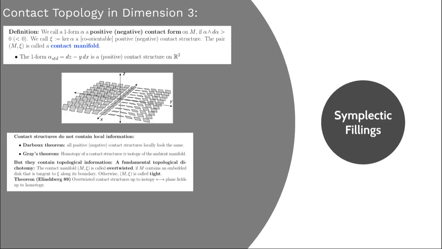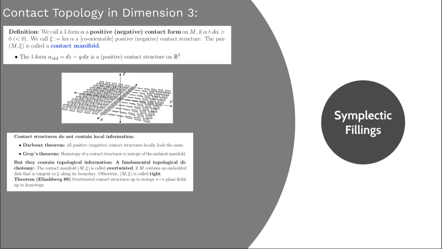Alpha standard defined on R^3 is equal to dz minus y dx. You can easily confirm this is a contact form, and in the picture you see an image of what the kernel of such a one-form looks like. It turns out that contact structures don't contain any local information, thanks to Darboux's and Gray's theorems. That means their subtlety is more related to global and topological properties of the manifold.